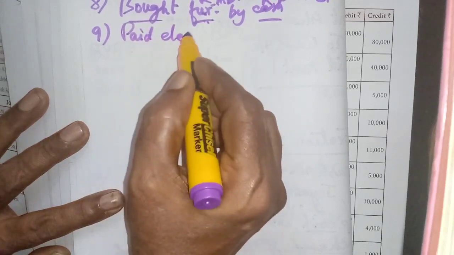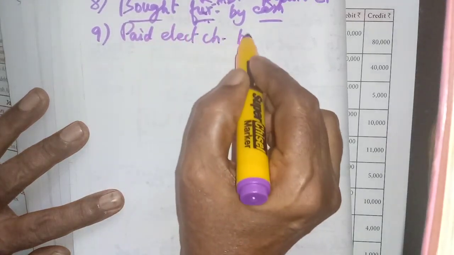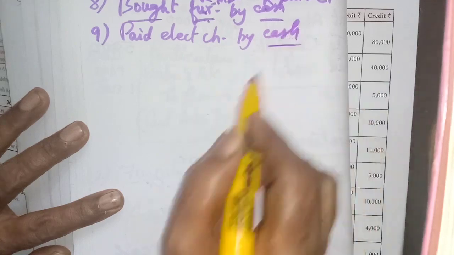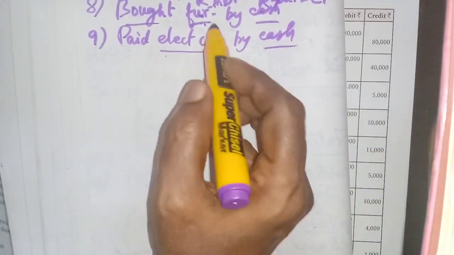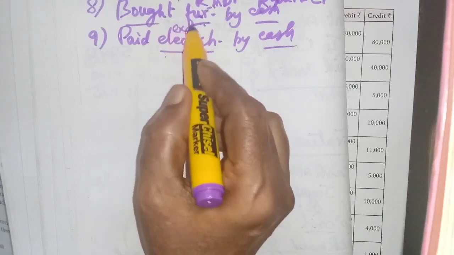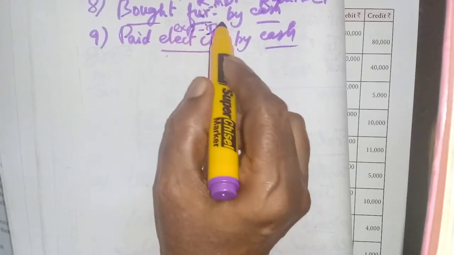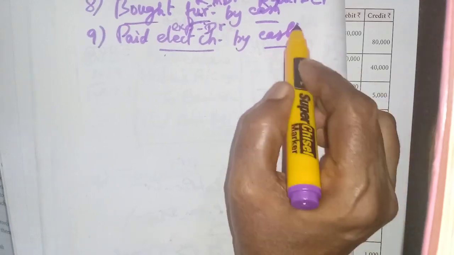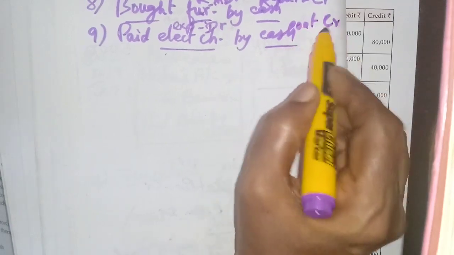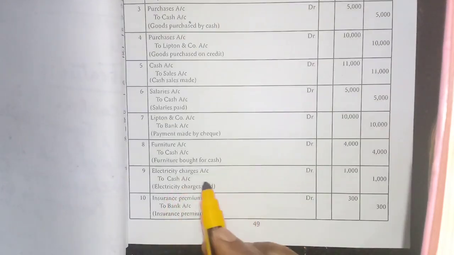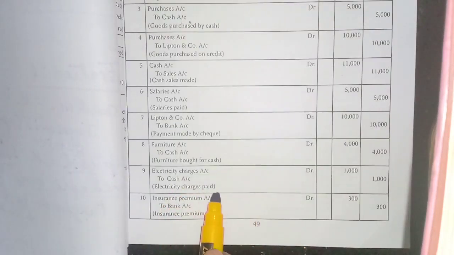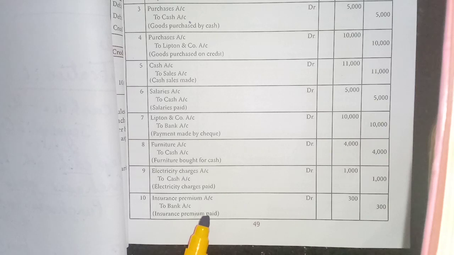Then ninth: paid electricity charges by cash. So one account is the cash account. Then here electricity charges is an expense name, so the expense should be debited. Cash is going out, so it should be credited. So electricity charges account debtor to cash account, electricity charges paid.